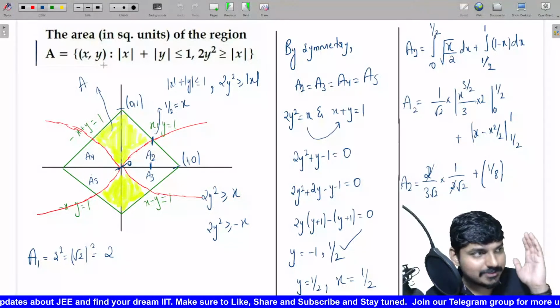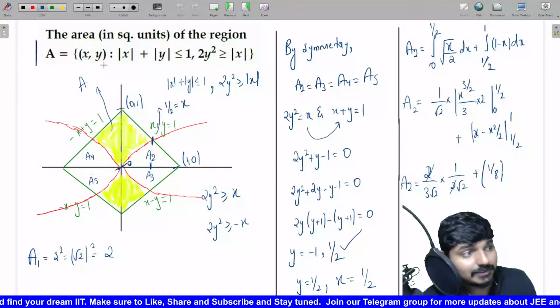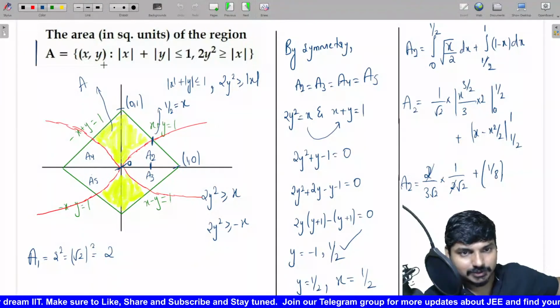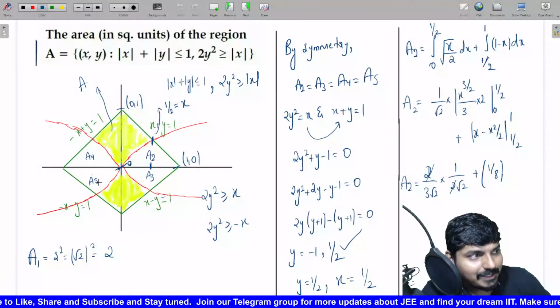You can see that is the region we need to figure out. So to find this region, logically, what did we do? First, we got the entire area of the square. From the square, we have removed this A2, A3, A4 and A5.